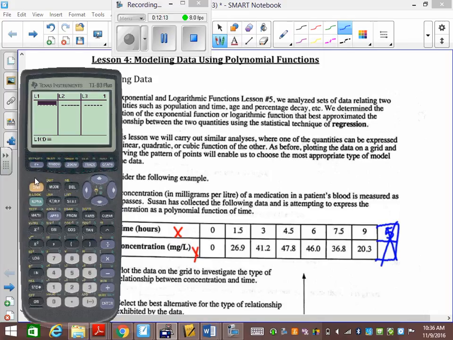So the worst thing you could do is put the 5 and put a 0, because it's going to make it completely wrong. Because at 5 hours, there really isn't 0 milligrams. And you can tell by this that there isn't going to be 0 milligrams. There's going to be some value. Right? So we completely ignore it.